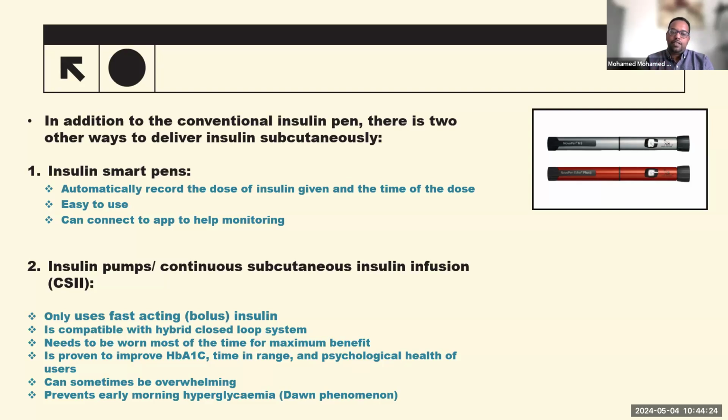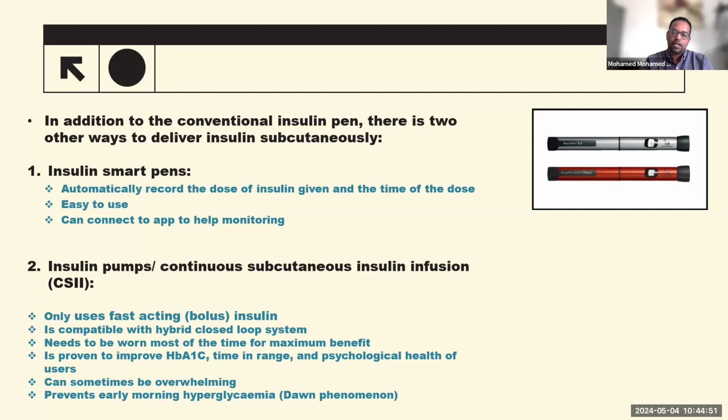For example, if someone has a pump, they have to take it off for a bath, put it back on, and take it off when they go swimming, then put it back on. So this on and off kind of activity sometimes can be annoying to some patients. It's proven to improve HbA1c, time in range, and the psychological health of the users. And this is why we strongly recommend them.